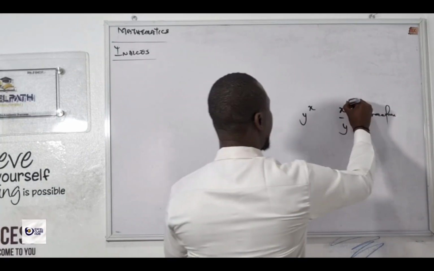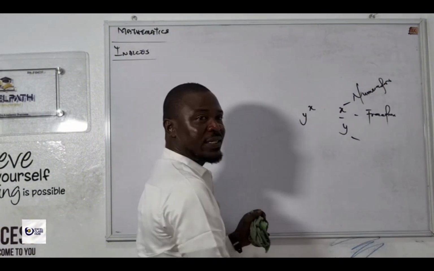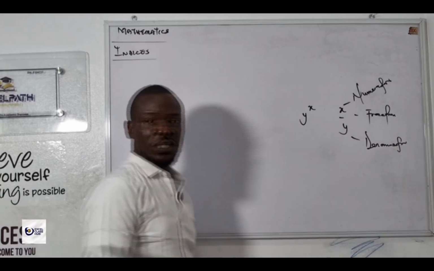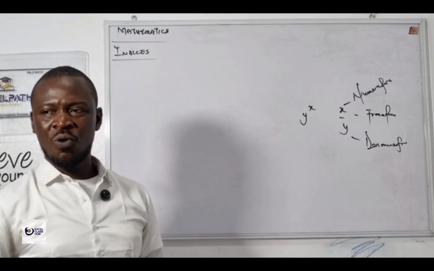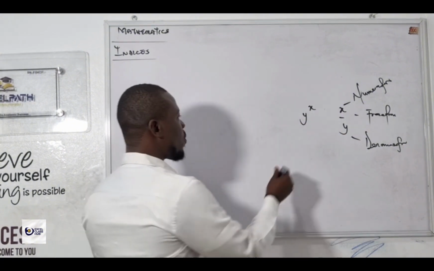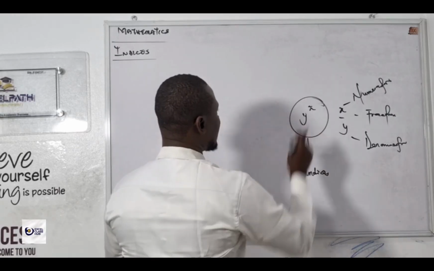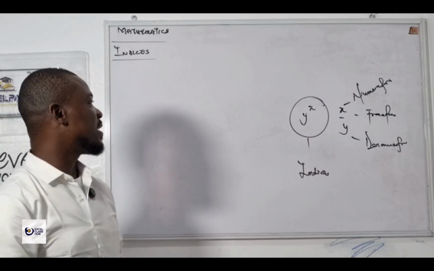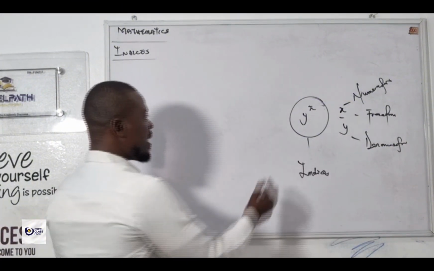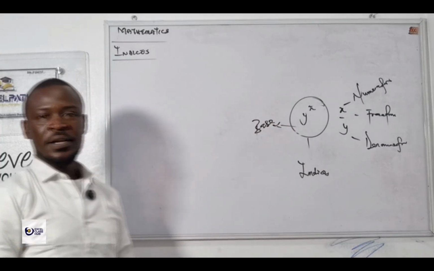In a fraction, anything up is called the numerator, while anything down is called the denominator. X over y is a fraction. But this is y raised to the power of x, which is what we call indices. Whenever you have anything like this, it's called indices. In indices, this y here, we call it the base.